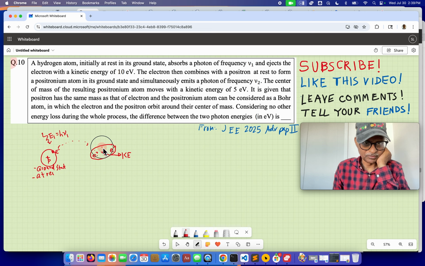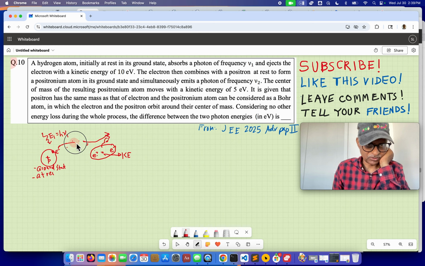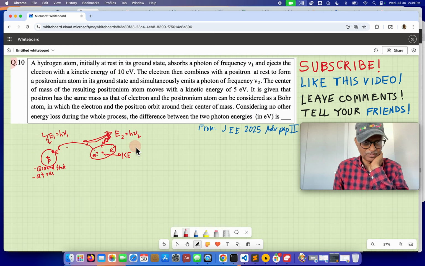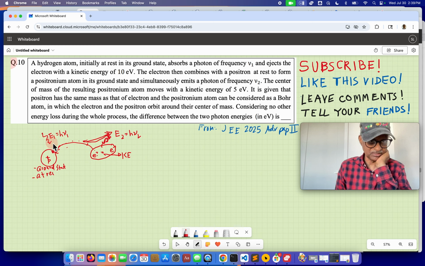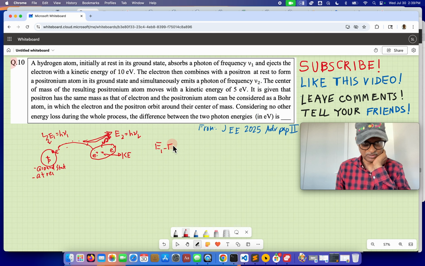And in addition, in this process, when the electron came in and made this thing, a photon is emitted of energy E2, which is h nu 2. Given various values of energy, we're supposed to find the energy difference E1 minus E2.